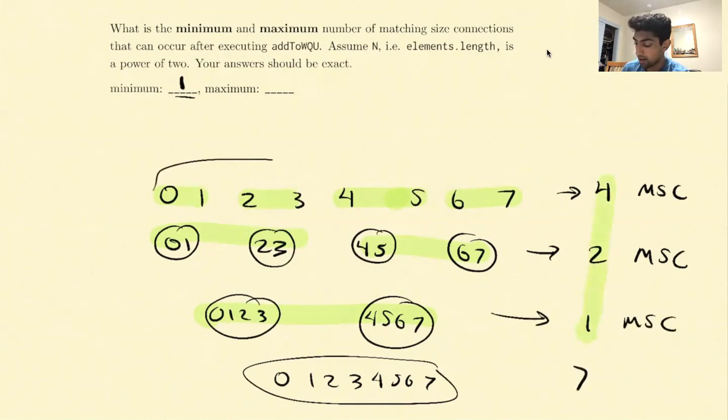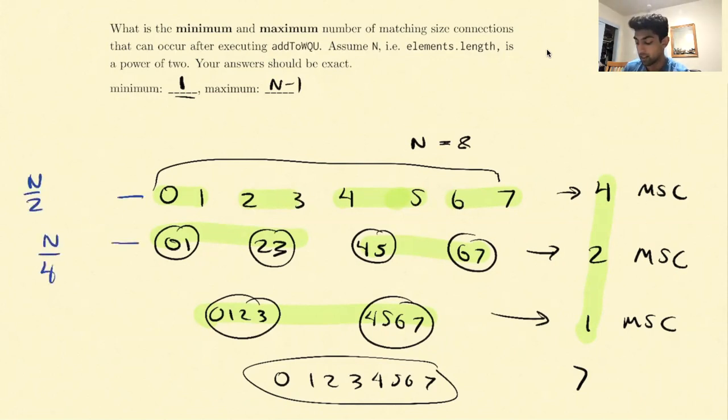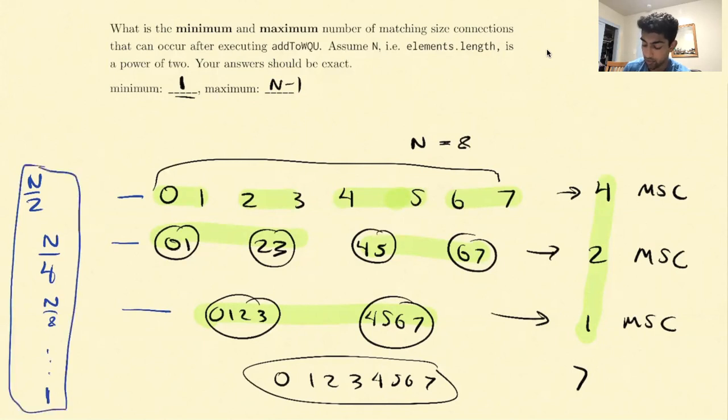And if we look at n, in this case, n is equal to 8, we see that that's the same as n minus 1. Okay, intuitively, why it comes out to n minus 1 is that in this first row, we're doing n over 2. In the second row, we're doing n over 4. In this next row, we're doing n over 8 all the way up till 1, right, if there's more rows. And we know that this sum is equal to n minus 1, right? So this is the maximum number of matching size connections we can possibly have because every connection is a matching size connection, okay?